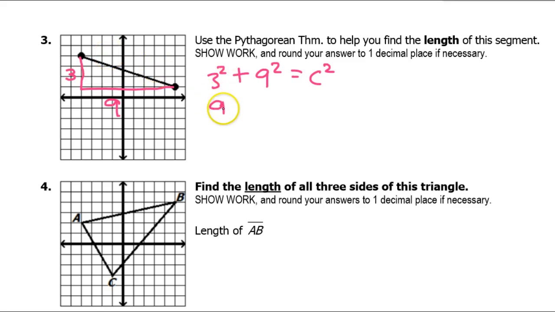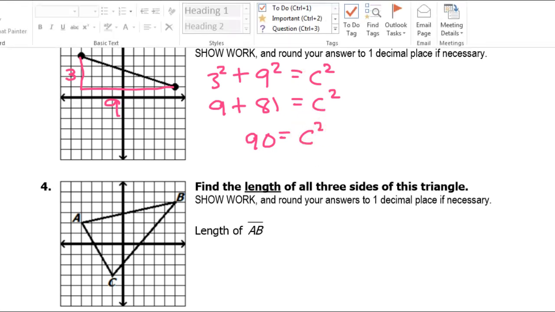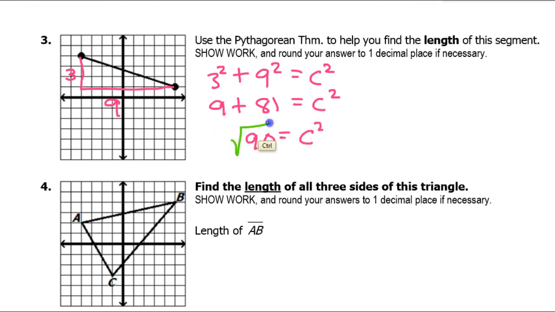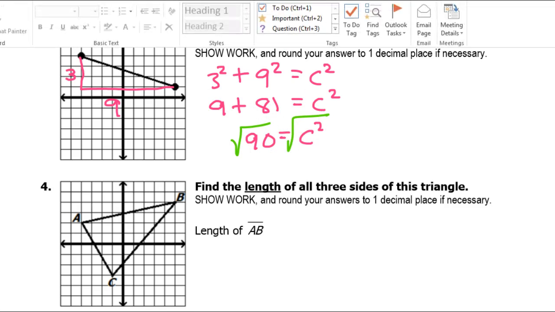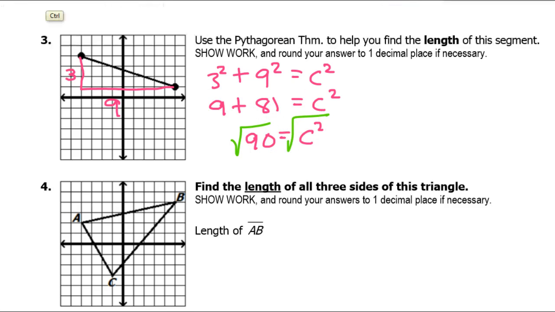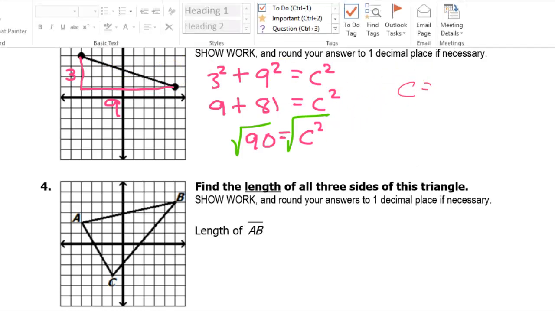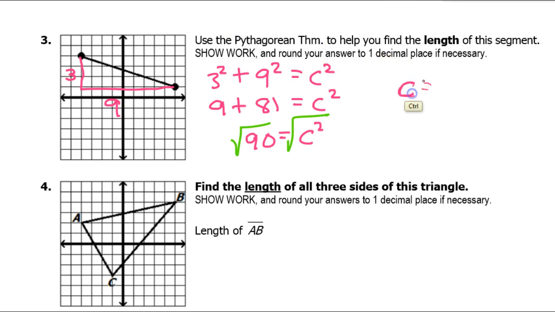So that's 9 plus 81 is equal to c squared. So that's 90 is equal to c squared. And then if I want to get the actual length, I need to take the square root of both sides. So that tells me that the length of the segment is the square root of 81. Whoa. Let me use the thicker ink. So the segment length is the square root of 90. Did I say 81? I meant the square root of 90.